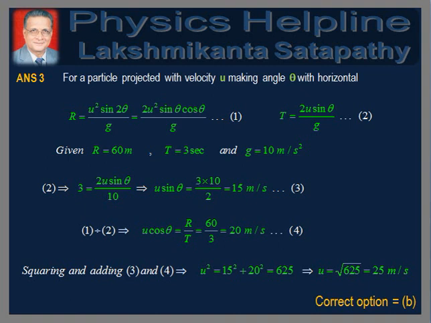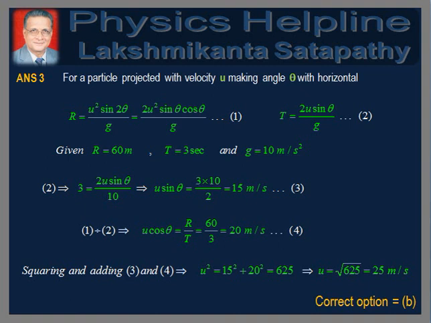It is given that r is equal to 60 meters, t is equal to 3 seconds, and g is equal to 10 meters per second square. Therefore, equation 2 gives 3 is equal to 2u sine theta divided by 10, which implies u sine theta is equal to 15 meters per second. Now, dividing equation 1 by equation 2, we get u cos theta is equal to r by t, which is equal to 20 meters per second.